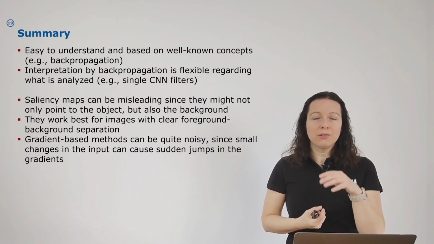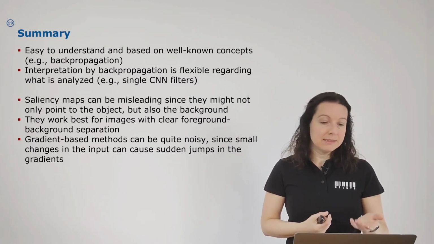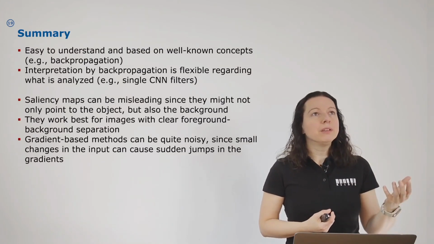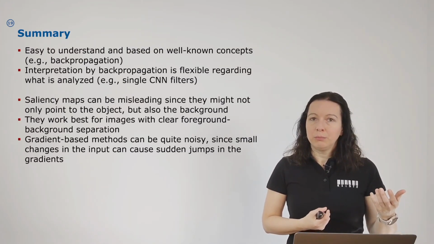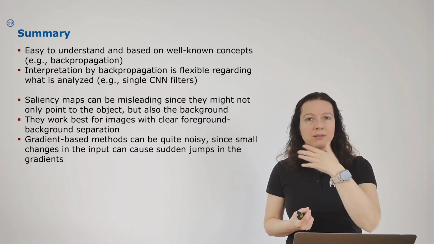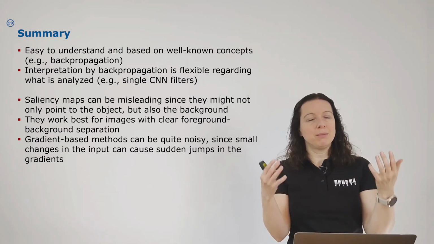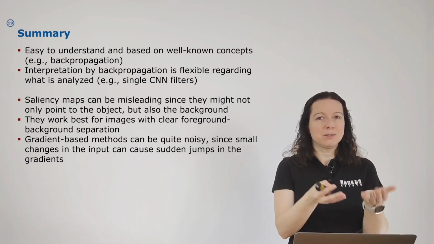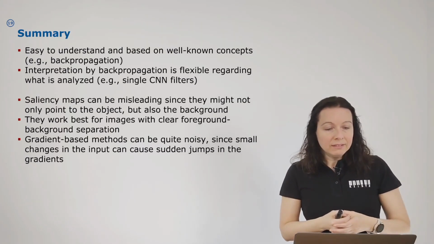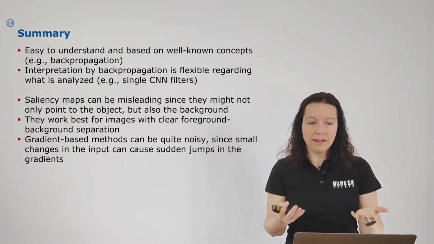But there is also something you need to be aware of. Saliency maps can be misleading, since they might not only point to the object but also to the surroundings, which is understandable. When you think of animals, for example, specific animals appear in different environments. So the environment might be very important to identify the specific animal in the image.